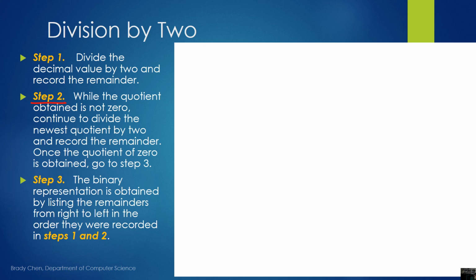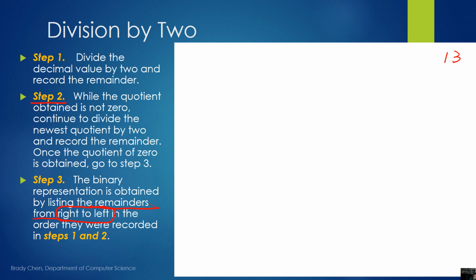In step 3, we record all the remainders in a certain order. The binary representation is obtained by listing the remainders from right to left, remember the order, in the order they were recorded in step 1 and step 2. So let's take a look at an example. Let's say we want to convert the decimal number 13 into binary representation.